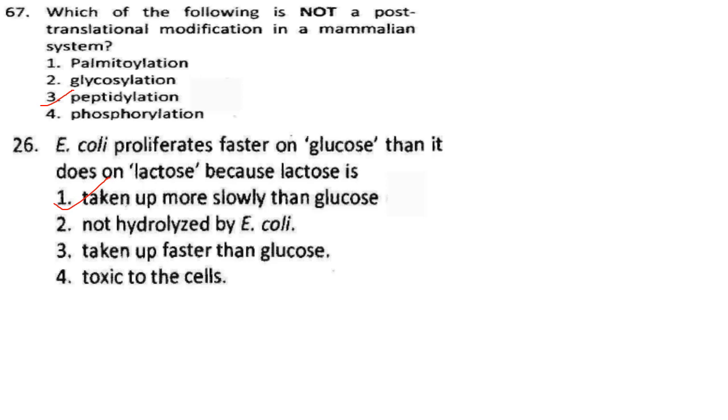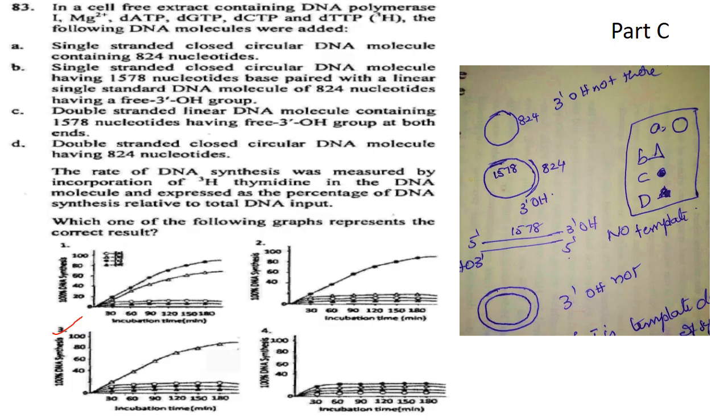Next. E. coli proliferates faster on glucose than it does on lactose because lactose is taken up more slowly than glucose. E. coli has more preference for glucose than for lactose. So when glucose and lactose are present together, it will easily take up glucose, whereas lactose is taken up more slowly than glucose. So option 1 is the answer.